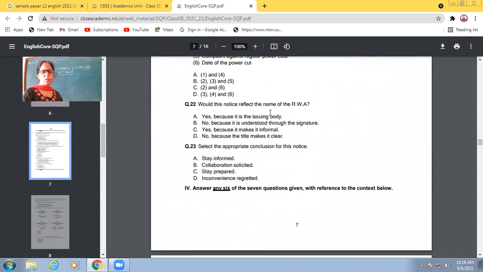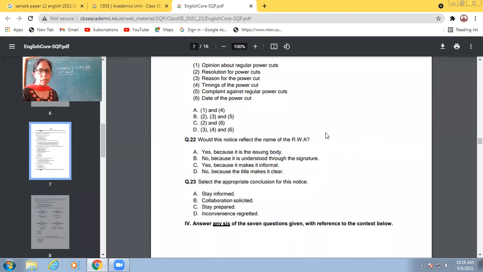So would this notice reflect the name of RWA? When we write a notice, do we write the name of the school on the top? Because from where the notice is being issued, that institute or organization's name comes on the top. So RWA is the name of the association from where this notice is coming. Then of course we'll be writing the name of RWA on the top. So yes, because it is the issuing body, that is the correct answer.